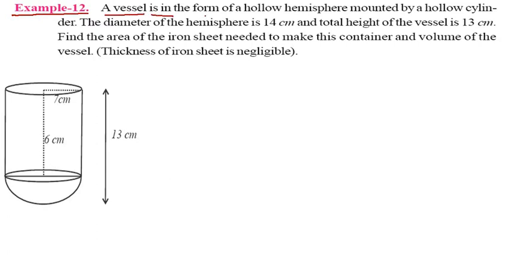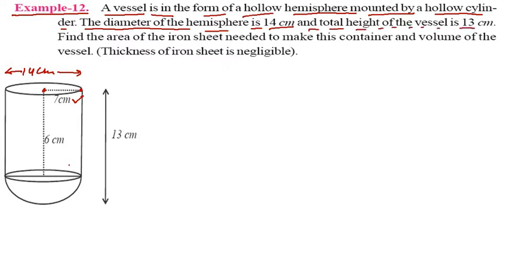A vessel in the form of a hollow hemisphere mounted by a hollow cylinder. The diameter of the hemisphere is given as 14 centimeter. Now the radius is 7 centimeter. This is the radius. Now the total height of the vessel is 13 centimeter. So here is the 7 centimeter, so the rest part is 6 centimeter, and that is the height of the cylinder. And it is the radius of the cylinder as well as the radius of the hemisphere.